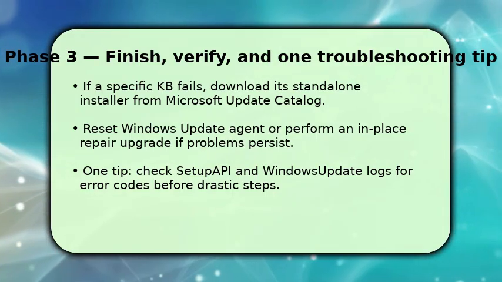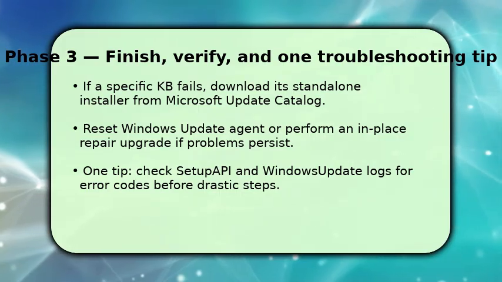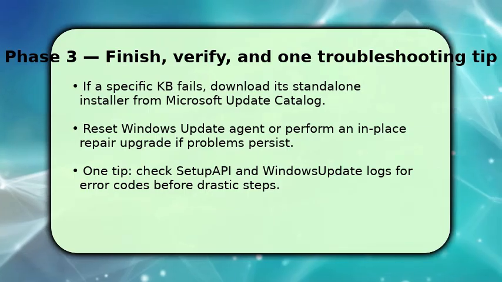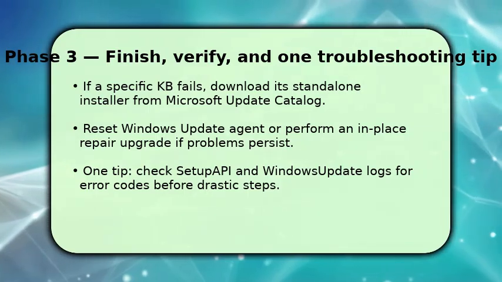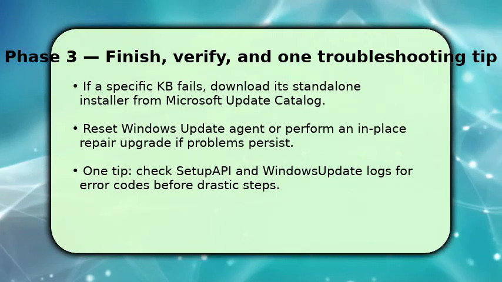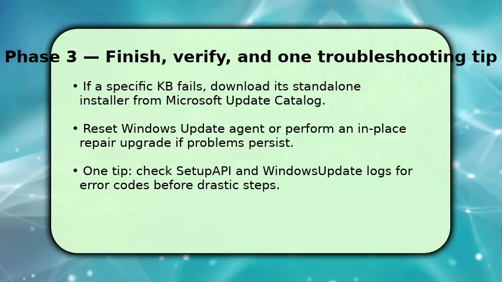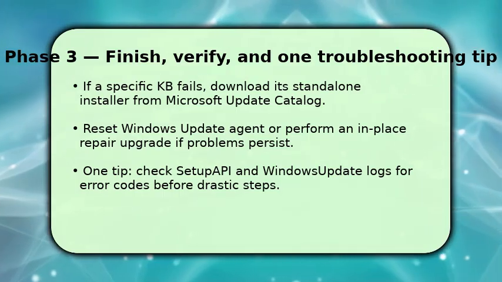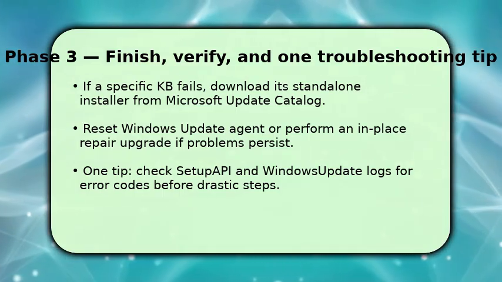If multiple updates break, reset the Windows Update agent or run an in-place repair upgrade to preserve apps and settings while fixing system files. If problems persist, check the Windows Update log and set up ETW logs for precise error codes, then search those codes. One key troubleshooting tip: always try the standalone installer before a full reset.